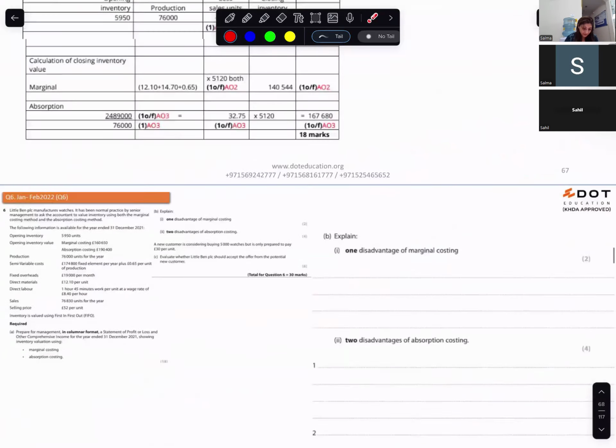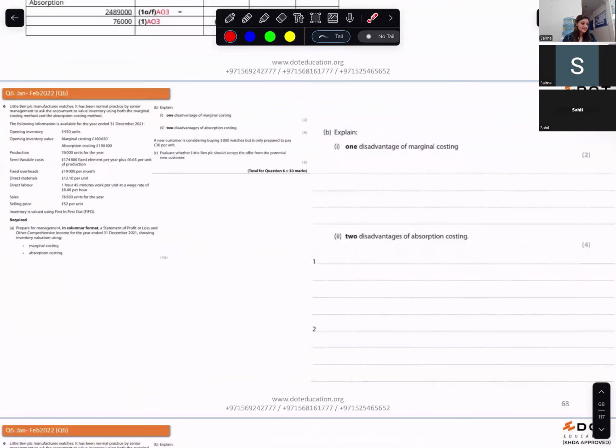Done it, you will do this two times again. State one disadvantage of marginal costing. Yes, you cannot make long-term decisions off of it. How many marks? 2 marks. I will give you one disadvantage that you will learn for yourself.